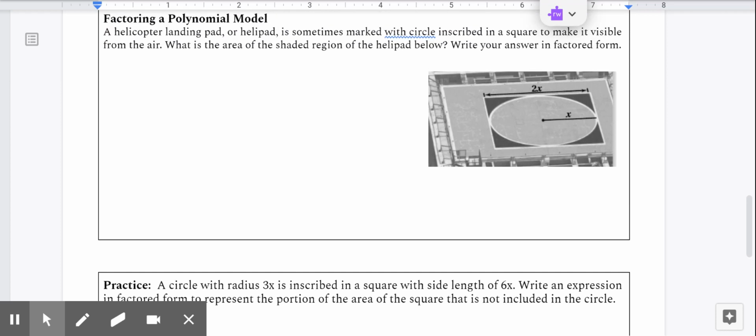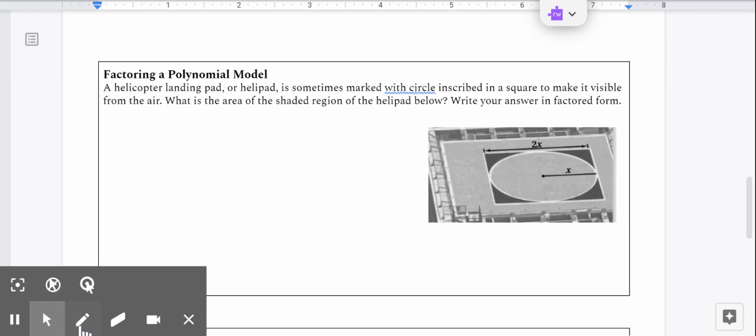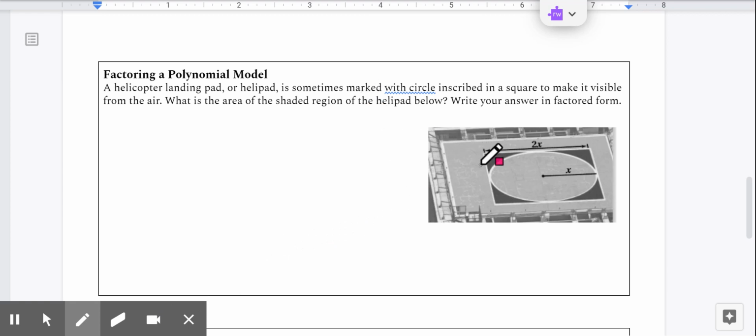The last thing we're going to look at here is kind of an application of these factoring problems. So it says that a helicopter landing pad, or helipad, is sometimes marked with a circle inscribed in a square to make it visible from the air. It's asking us to find the area of the shaded region of the helipad and write our answer in factored form. So you can see we've got this square landing pad with an inscribed circle inside, okay?